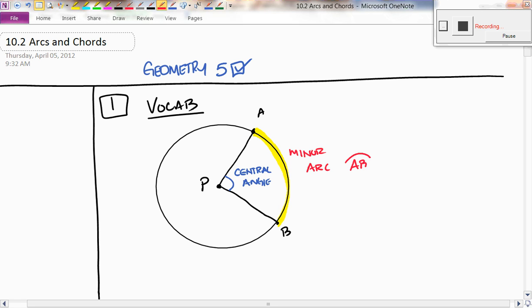And then there's this leftover space over here. We give ourselves another point over here called C. We have this other space outside here, and this one would be called the major arc. And we would call that arc ACB. Notice that we go in order, right? We go from A to C to B. So that would be major arc ACB. You could also say BCA. Just got to have that point in there to describe it.